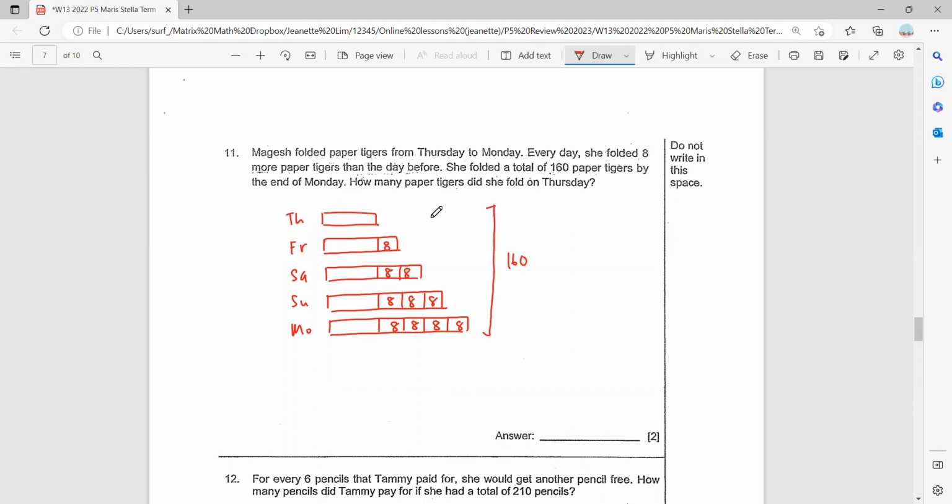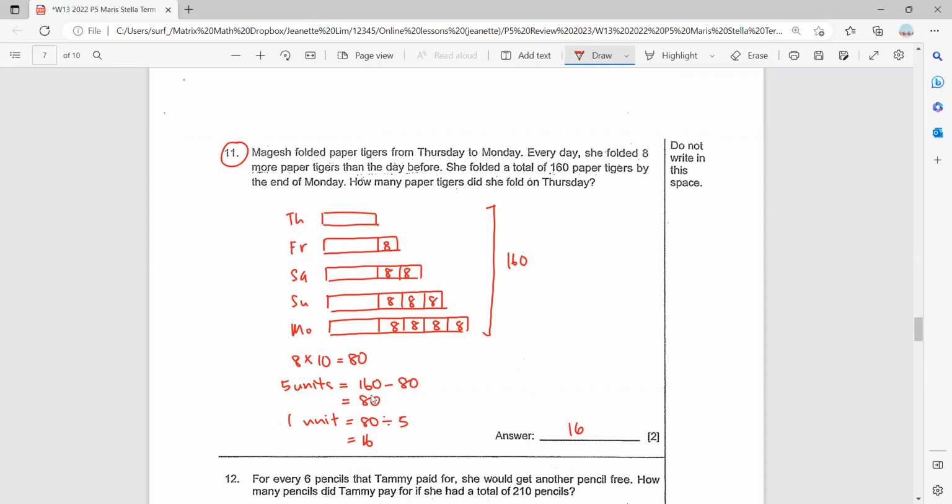Okay, so first, how many 8s are there? 1, 2, 3, 4, 5, 6, 7, 8, 9, 10. So 8 times 10 equals 80. How many units do we have? We have 5 units here. So 5 units is 160 minus 80. Then we find 1 unit. Then you take 80 divided by 5. So this will give us 16. So how many on Thursday? That's 1 unit. So the answer is 16.